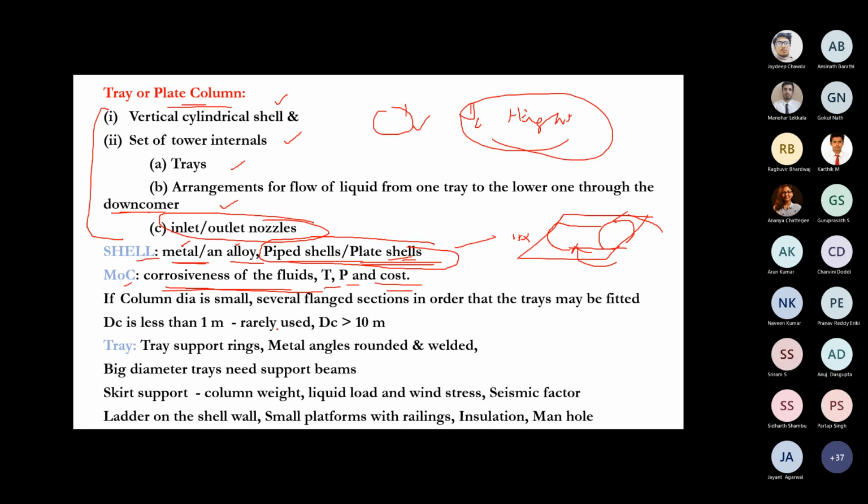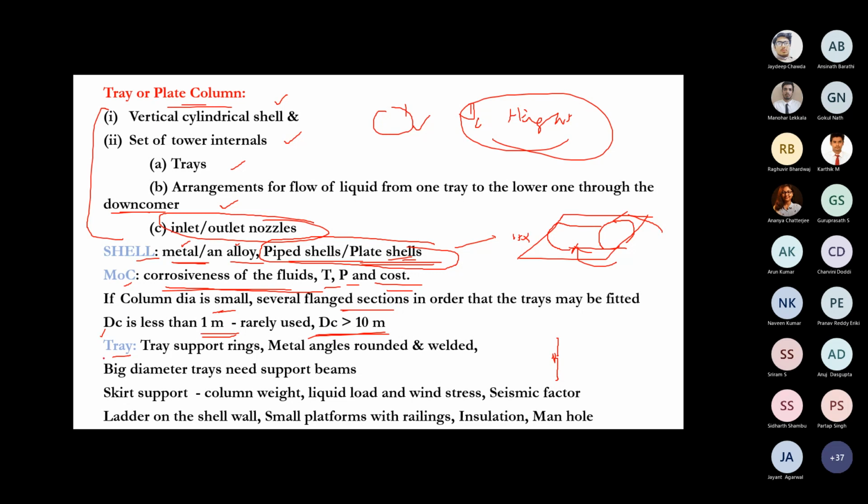Okay, if the column diameter is very small, then you can make small sections, and they can be connected with suitable flanges. Tray columns normally will not be selected when the diameter is less than 1 meter. Most of the time they are used for column diameters of more than 1 meter, up to 10 meters. We will go for tray columns.